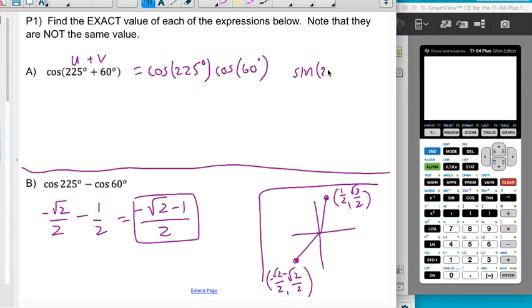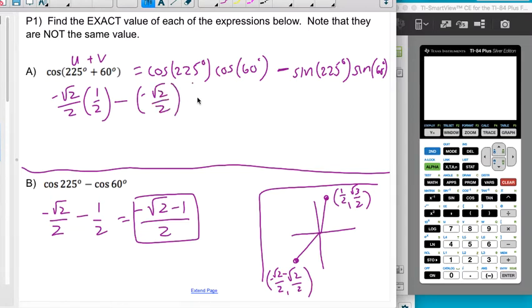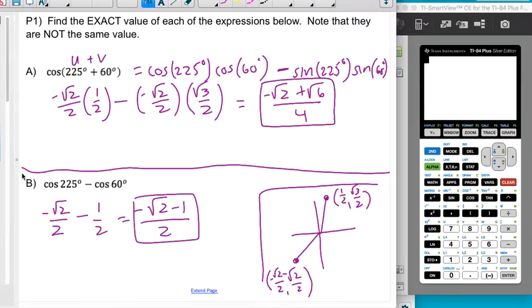sine, change the sign. So it was a plus, so now it's a minus, right? So I'm going to get that this is a negative root 2 over 2 times a 1/2 minus a negative root 2 over 2 times a root 3 over 2, which means I'm going to get negative root 2 plus root 6 all over 4. And that's it. You'll notice that when you do these, you get a lot of root 6s and root 2s and over 4s.